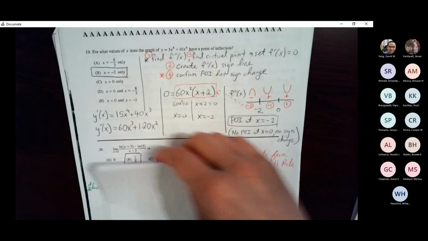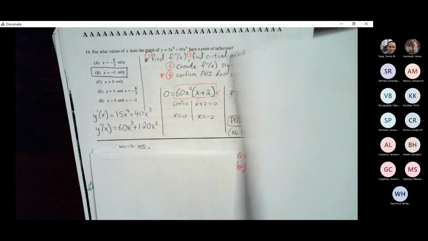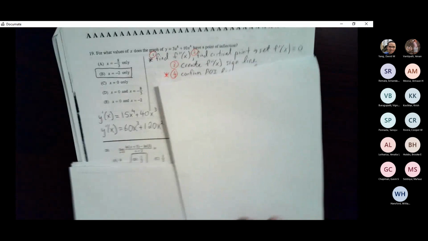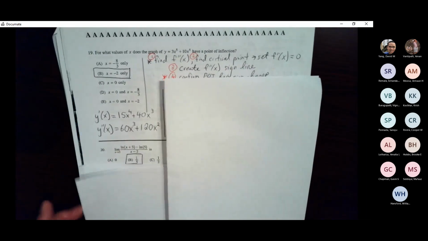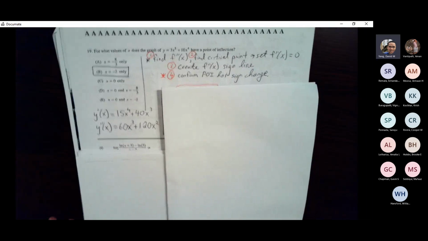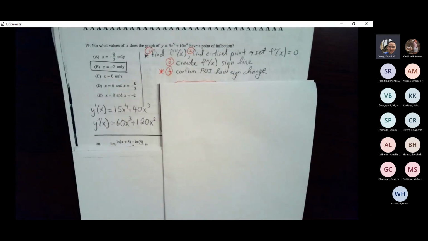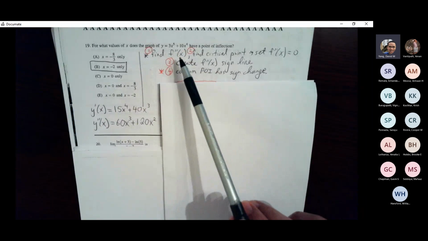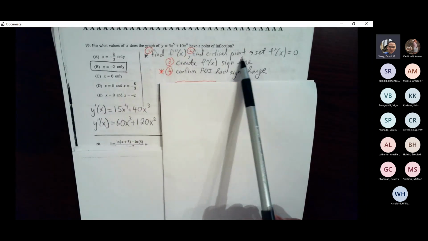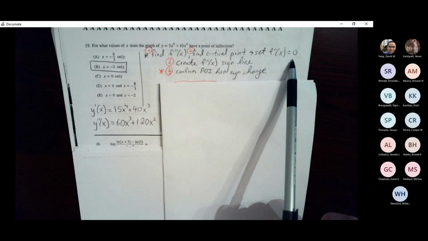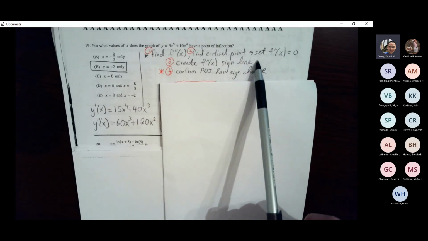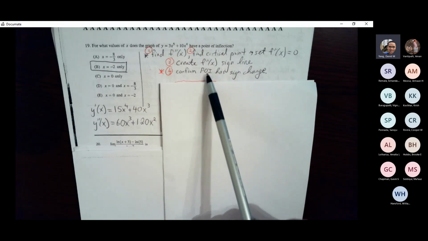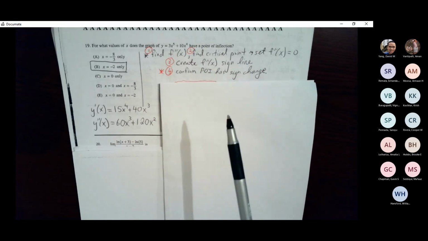Okay, 19. For what values of x does the graph of y equals 3x to the 5th plus 10x to the 4th have a point of inflection? So here are the steps for points of inflection. We first find f double prime. We find critical points, setting f double prime equal to 0. Then we create our f double prime sign line, and we confirm that the point of inflection has a sign change.